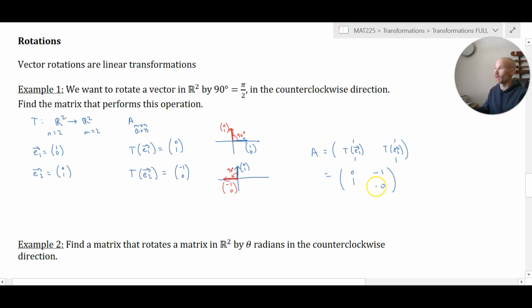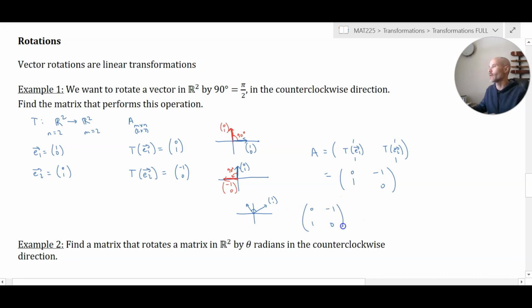So what we should be able to do now is pick a vector, let's say 1, 1. If we took the vector 1, 1 and rotated it 90 degrees counterclockwise, it should point like that, right? It should be a 90-degree angle there. Let's see what we get as an output. The matrix is 0, negative 1, 1, 0.